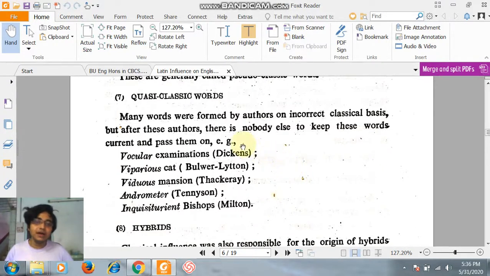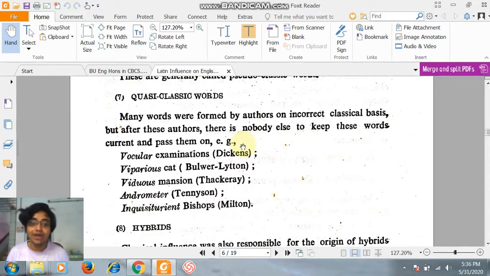So many words were formed by authors on incorrect classical basis, but after these authors, there is nobody else to keep these words current and pass them on. As for example, Dickens's vocular examinations. Dickens used this word, it's a Latin word. But after Dickens, no one used this word much.